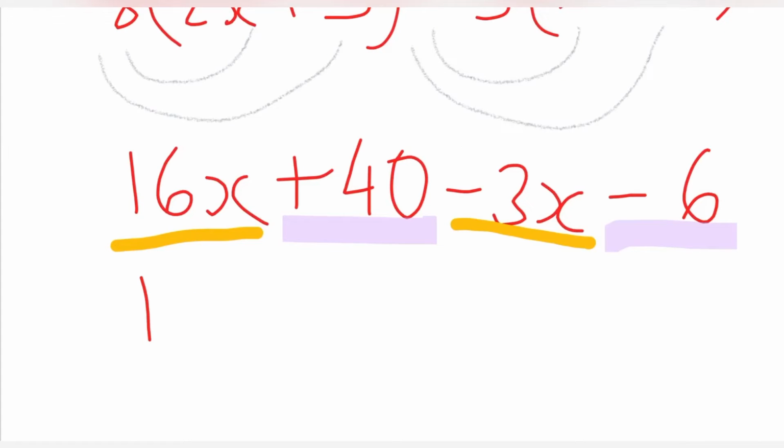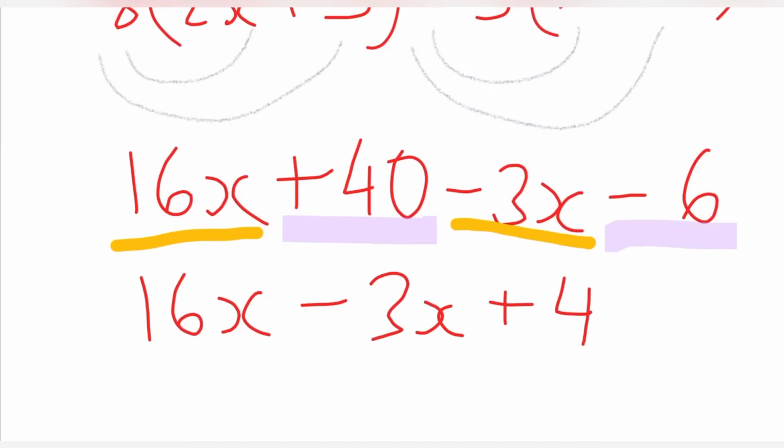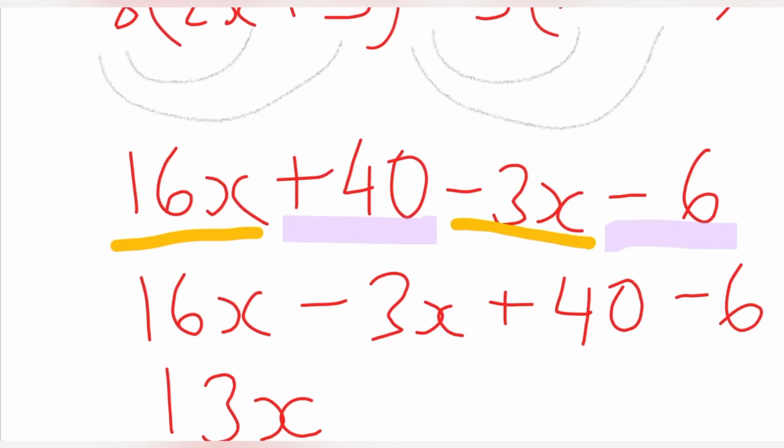So 16x minus 3x plus 40 minus 6. Now we can do 16 minus 3. 16 minus 3 is equal to 13x. And plus 40 minus 6. 40 minus 6 is 34. There we go. This is our answer.